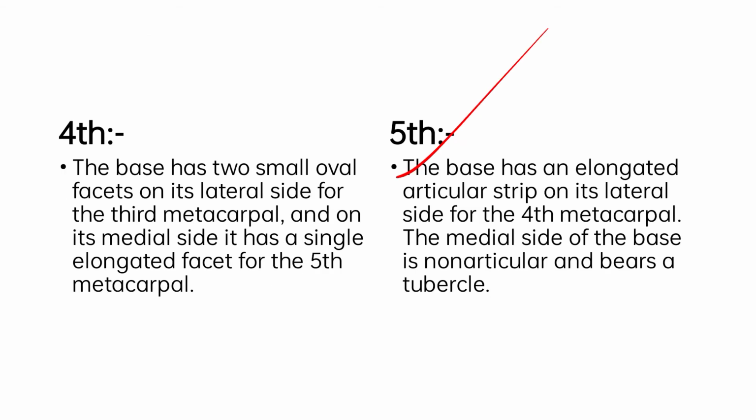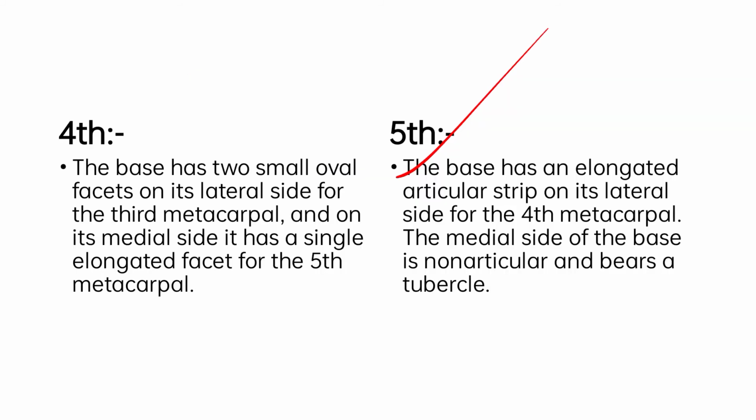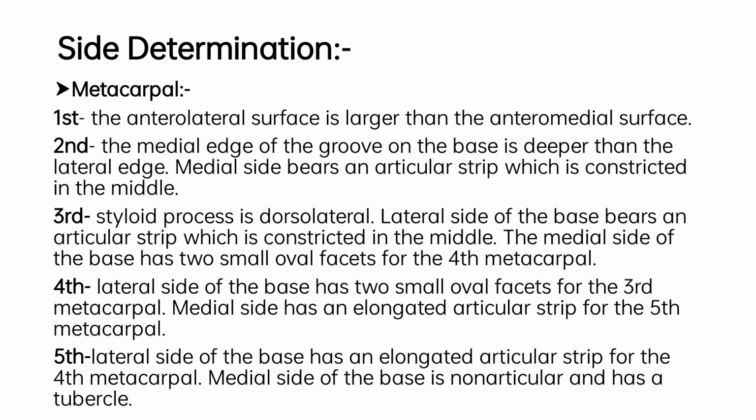Now see, this second metacarpal articulates with the third. Likewise, third articulates with second and fourth. Likewise, fourth articulates with third and fifth. And fifth articulates with fourth. But other than fourth, fifth doesn't have any other articulation. So that's the side determination and articulation in the metacarpals. So we were now on the fifth metacarpal.